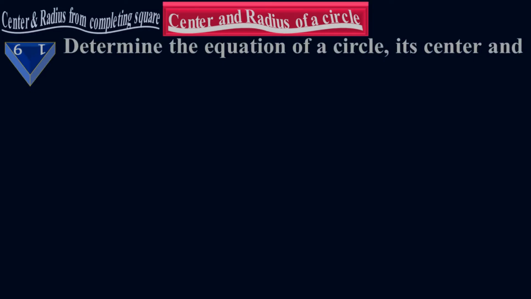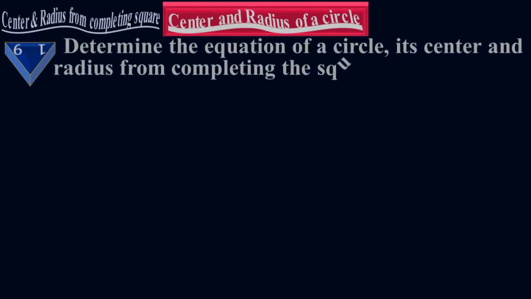Example number 19. Determine the equation of a circle, its center and radius from completing the square. This is another example to determine the equation of the circle, its center and radius from completing the square. From the given equation, if the given equation is in this form, 8x squared plus 8y squared minus 16x minus 32y plus 8 equals 0.